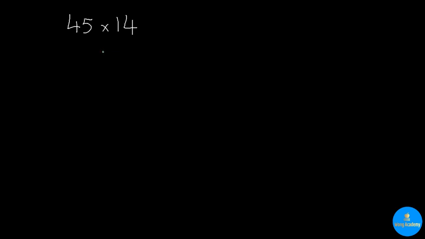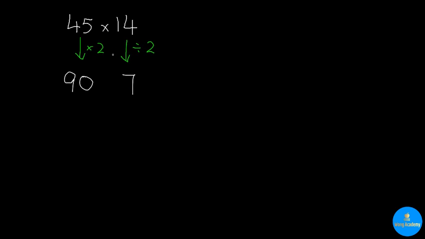But how? Well, this is a multiple of 5. This is an even number. So what I'm going to do is to double 45 into 90. On the other hand, I'm going to halve 14 into 7.